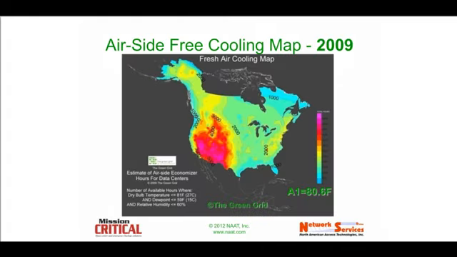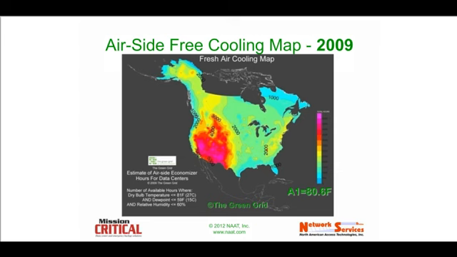And finally, let's just take a quick look at the older ASHRAE guidelines. We're looking at the Green Grid as a source of information here. And their 2009 map, which was a reflection of the 2008 ASHRAE A1 recommended standard, shows the number of hours in a year that you can achieve some free cooling.